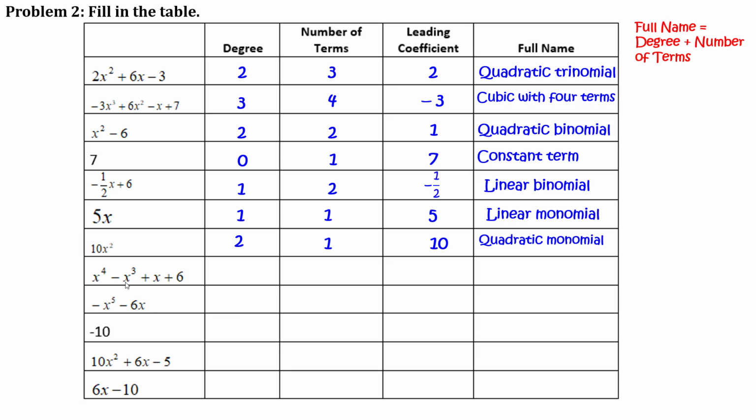Alright, we have x to the 4th minus x cubed plus x plus 6. The degree is 4 because the highest power on any term is 4. The number of terms is 4. The leading coefficient is 1 because there's an implied 1 in front of the x to the 4th. And the full name, based on the degree, is quartic. Number of terms is 4, so quartic with 4 terms.